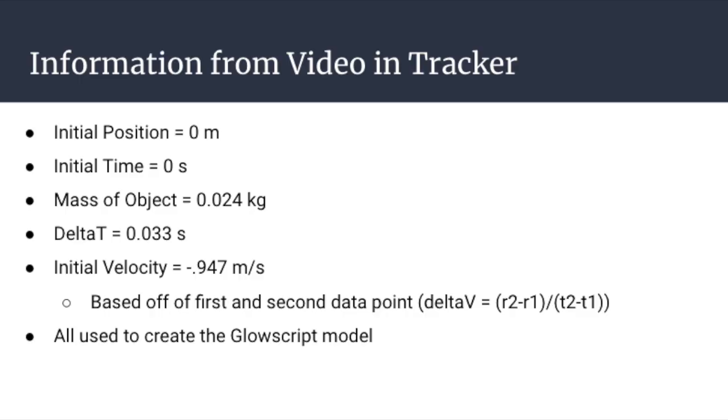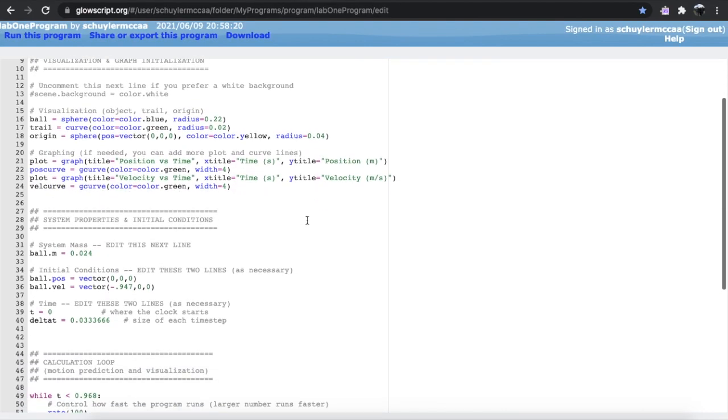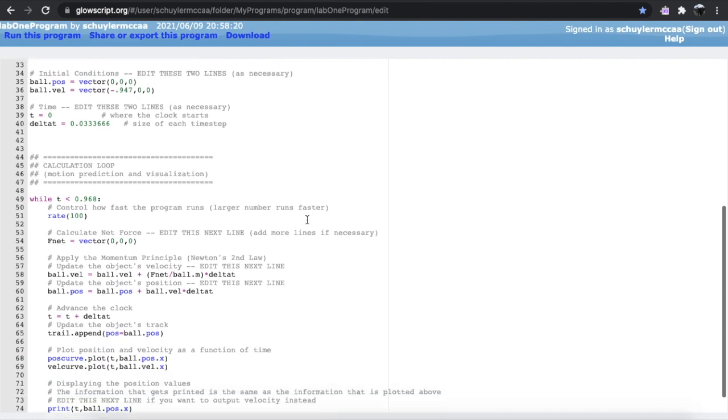Based off of the analysis in Tracker, I was able to get this information. The initial position is 0 meters on both the x and y axis. The initial time is 0 seconds. The mass of the object is 0.024 kilograms, which I found by weighing it, not from Tracker. I also found delta t to be 0.033 seconds based off the frame rate. I also calculated the initial velocity based off of the first two data points and found it to be negative 0.947 meters per second.